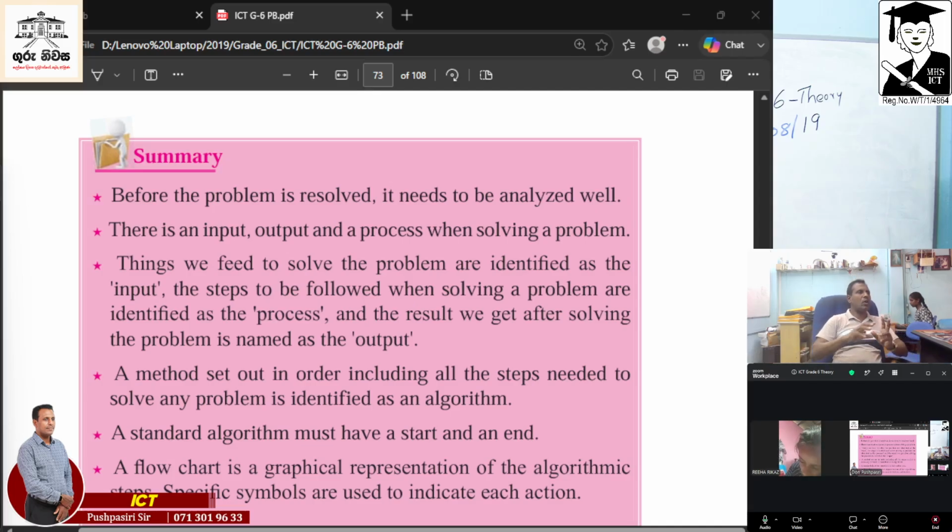What does resolve mean? Before the problem is resolved, it needs to be analyzed well.